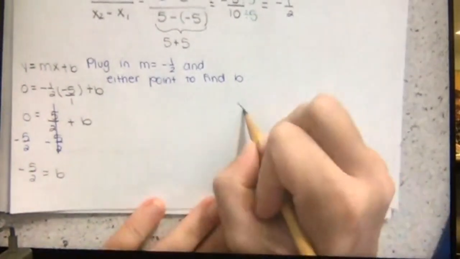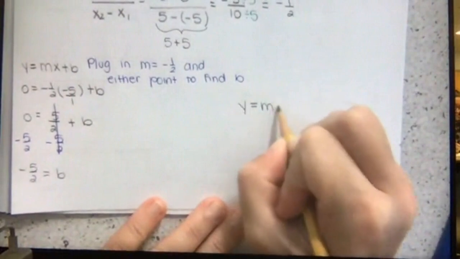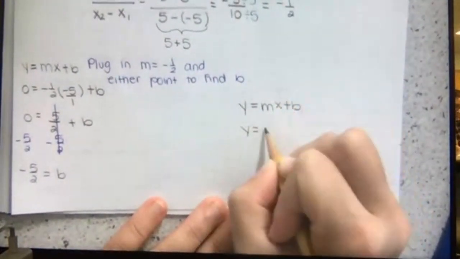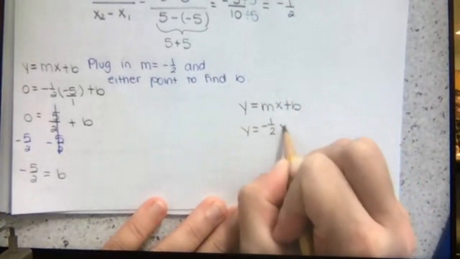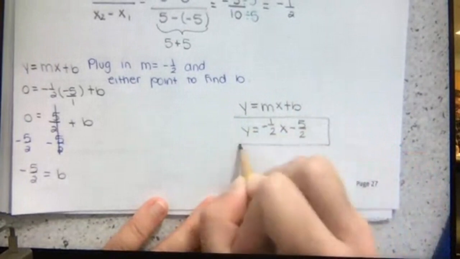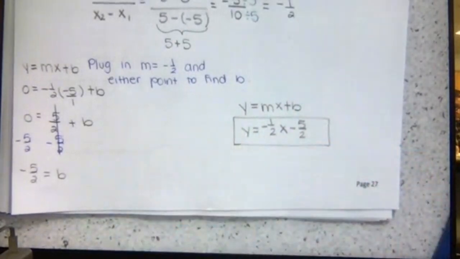So now just putting it together into our final answer, y equals mx plus b, y equals our slope, which is -1/2, x plus b, which is -5 over 2. So our final answer is y equals -1/2 x minus 5 over 2. And that's it.